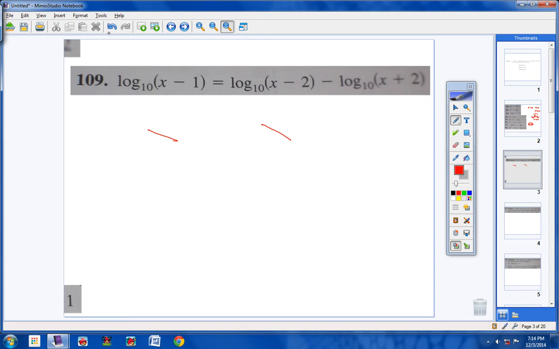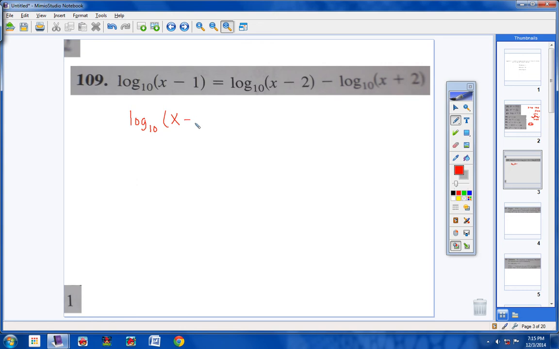Okay, so on this side here, notice I have only one logarithm, and that's good. So I'm going to leave that alone. I'm going to totally leave that alone. So log base 10 of x minus 1.